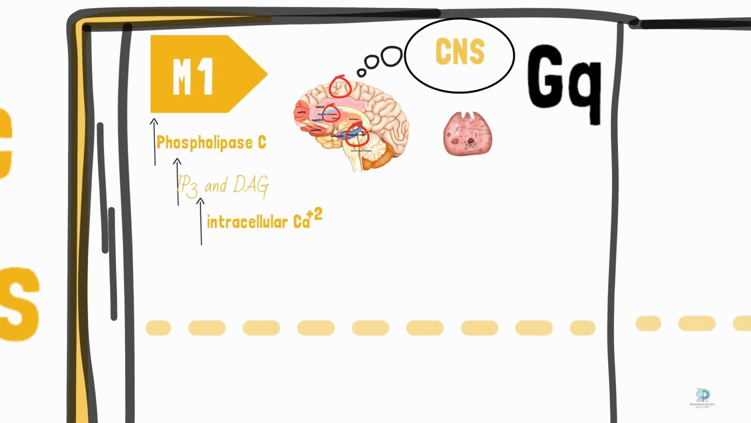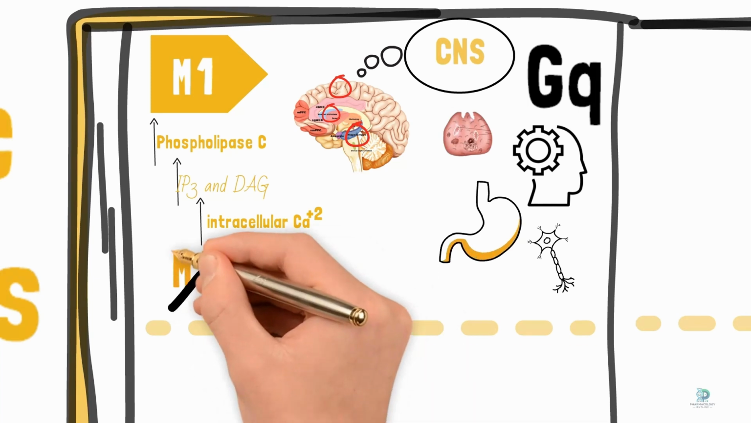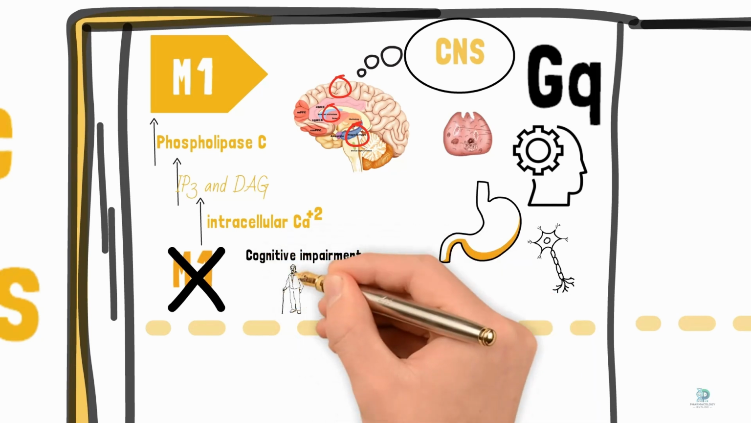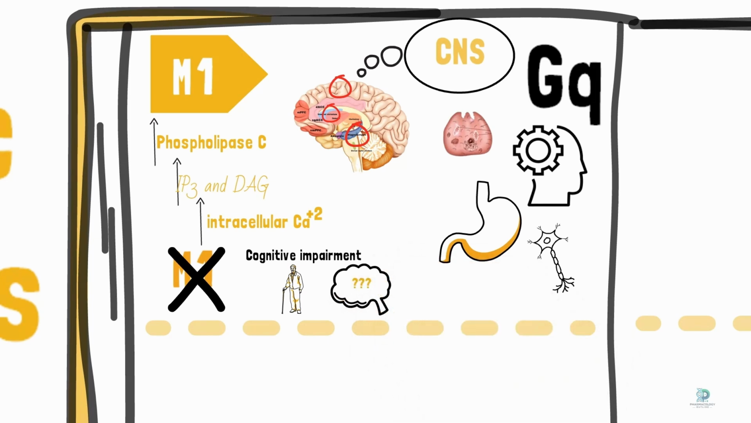Physiological effects: enhances cognitive function, facilitates neuronal excitability, and stimulates gastric acid secretion. Clinical note: antagonism at M1 receptors can cause cognitive impairment, which is relevant in elderly patients or those with dementia.